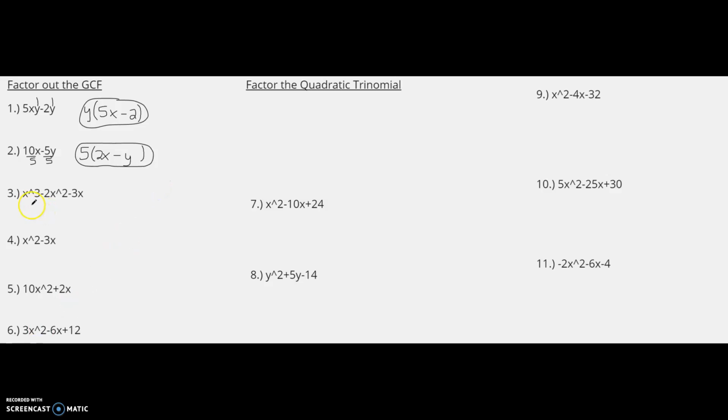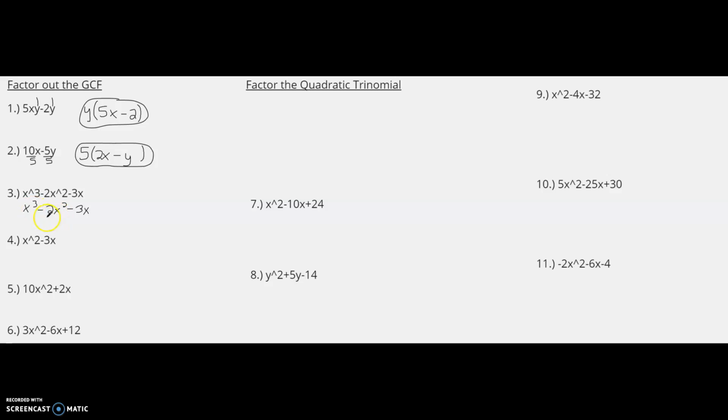Now number 3 here, we have the typeset notation for exponents. So x caret 3, think of that as x to the third, 2x to the second, 2x squared like that, minus 3x. That may help us. Sometimes people like to do that when they're typing exponential notation.